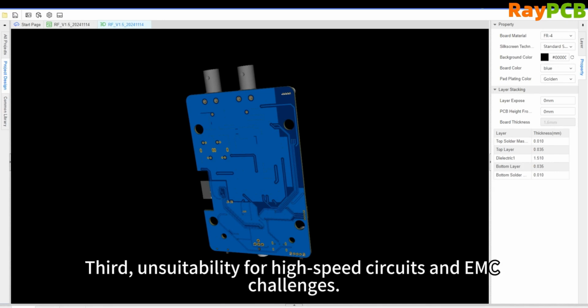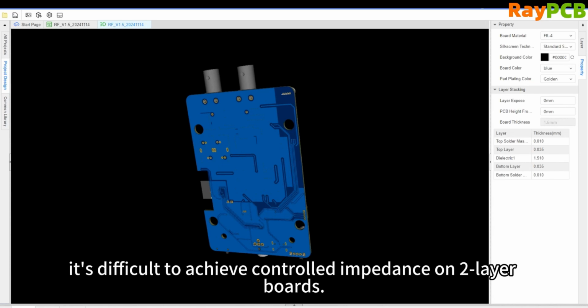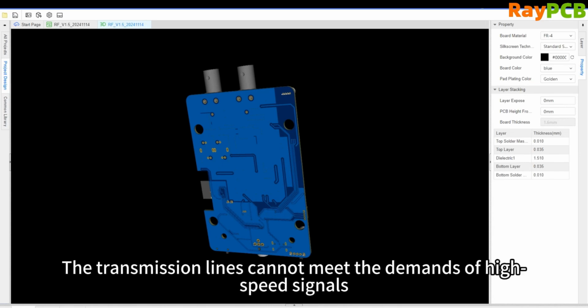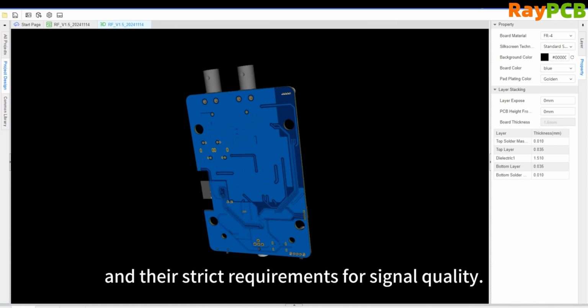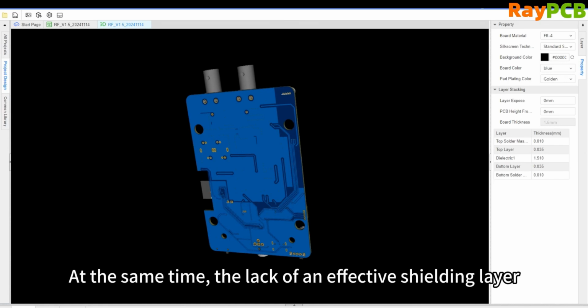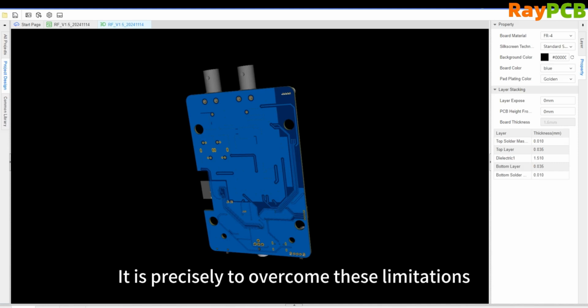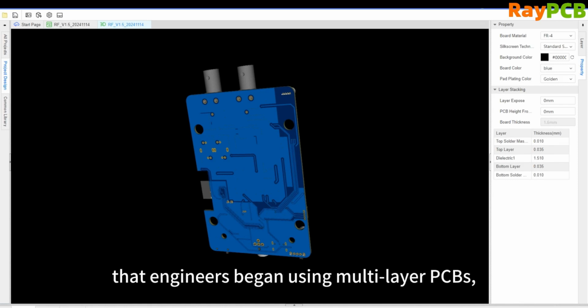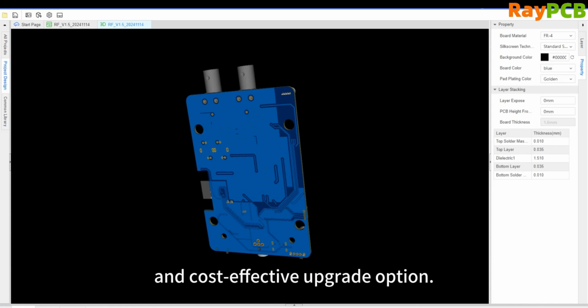Third, they are not suitable for high-speed circuits and electromagnetic compatibility challenges. Due to the aforementioned signal and power issues, double-layer boards are difficult to implement controlled impedance transmission lines and cannot meet the strict requirements for signal quality in high-speed signals, such as those above 400 MHz. At the same time, the lack of an effective shielding layer also results in higher electromagnetic radiation, making it difficult to pass stringent EMC certification. It is precisely to overcome these limitations that engineers began to use multi-layer PCBs, among which the four-layer board is the most common and cost-effective design choice.